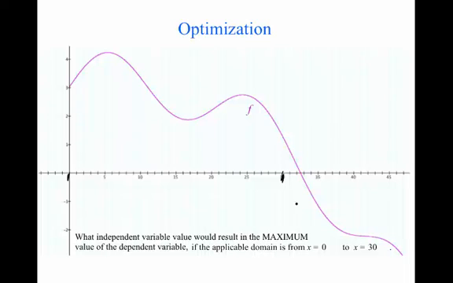Somewhere around a little bit more than 5. So he's saying for x a little bit more than 5, right around here, we get a maximum value of 4 and change, right? 4 and a little more than 4.